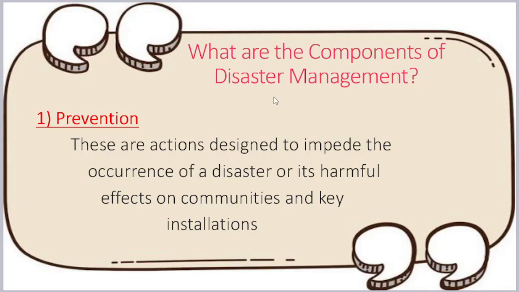So let's take up the four or seven components of the disaster management. The first one is preparedness, or I mean prevention. Okay. So when you say prevention, these are actions designed to impede the occurrence of a disaster or its harmful effects on communities and key installations. When you say impede, we are hindering, okay? Or piniprevent natin. Okay, so these are actions that will actually prevent the occurrence of disasters or any harmful events on the communities. So prevention.